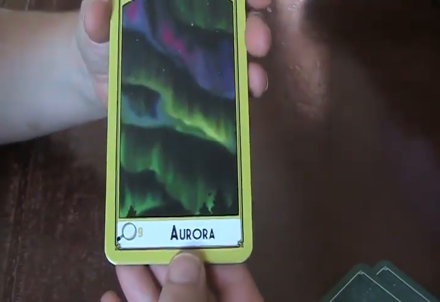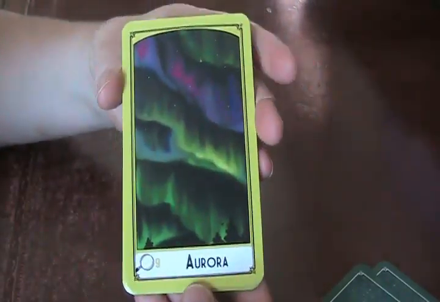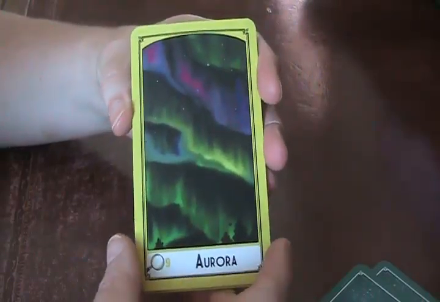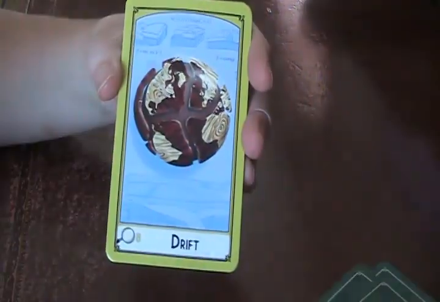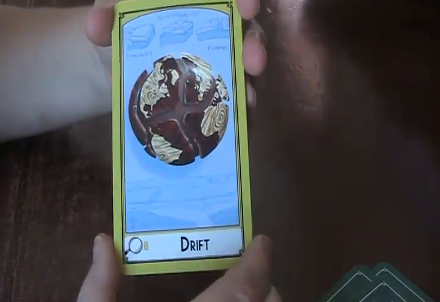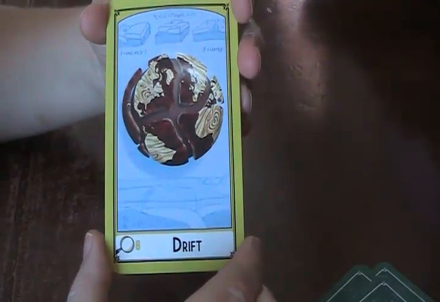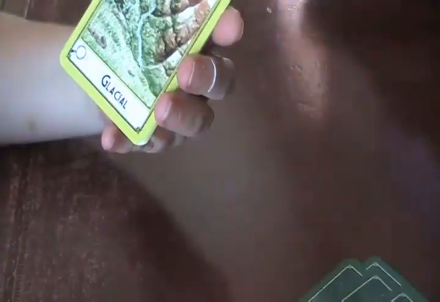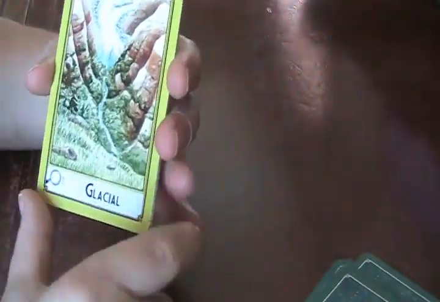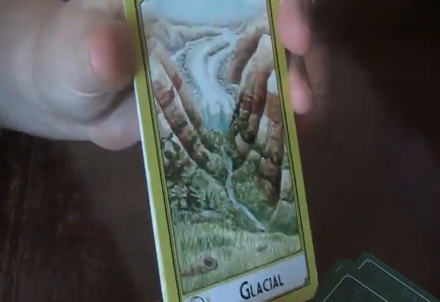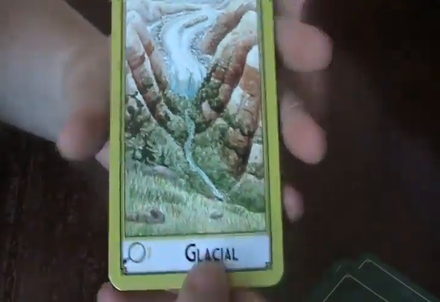The Aurora, Northern Lights, Aurora Borealis. There are also southern ones which are not called Aurora Borealis. They're Aurora something else. Continental drift or plate mechanics. That's the 8. The 7 of Pentacles would be glacial. I live in an area that was carved by glaciers like this, so that's pretty appropriate.